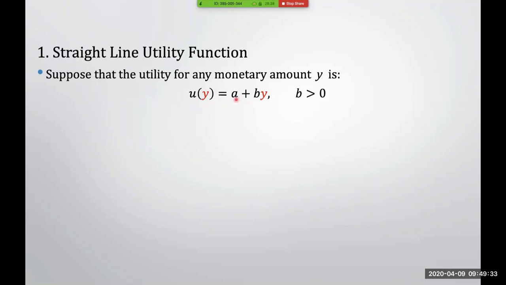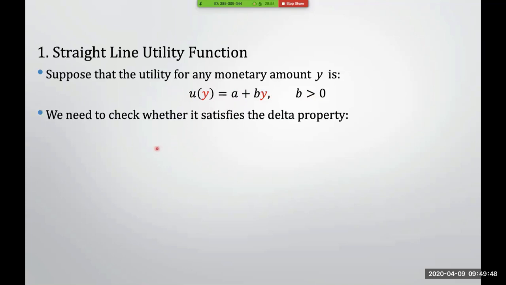For example, A could be 0, B could be 1, A could be 10, B could be 100. So any values of A and B, as long as B is positive, give a straight line utility function. What we're interested in, like I said, is to check whether this utility function satisfies the delta property. To do that, we need to use this U function to write out this equation: utility of the certain equivalent is equal to the U value of an uncertain deal.